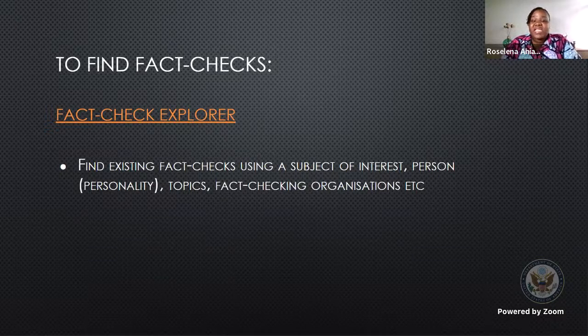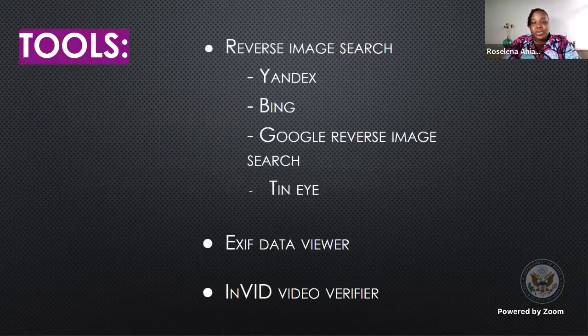We have something called the Factech Explorer, and it is basically a search engine for fact checks. So for instance, if there's a story about monkeypox, you can go to Factech Explorer, type in monkeypox, and all fact checks that have been done on the subject will pop up. If it's about personalities, the same thing. And if you know fact-checking organizations like Dubawa, you can type in Dubawa and find all content from Dubawa showing up.